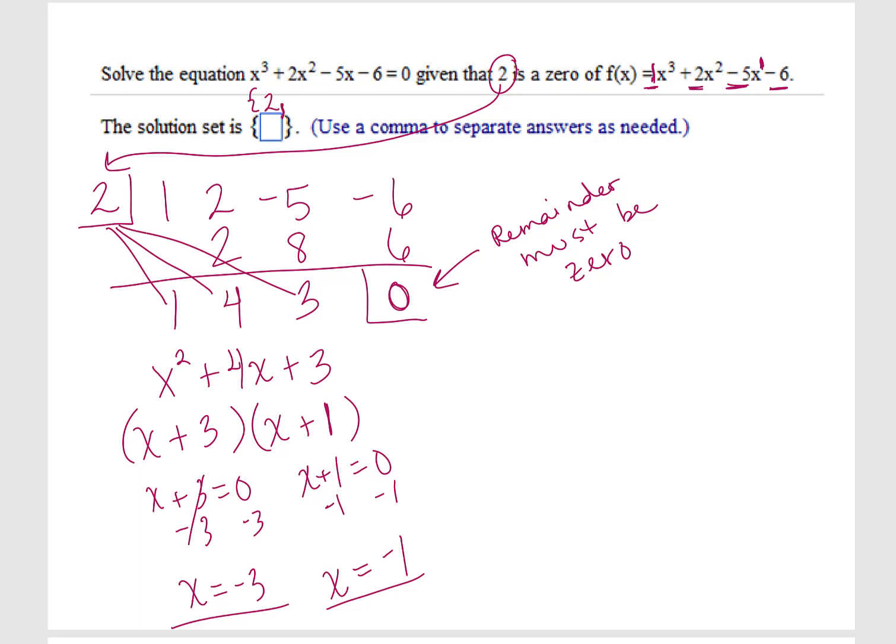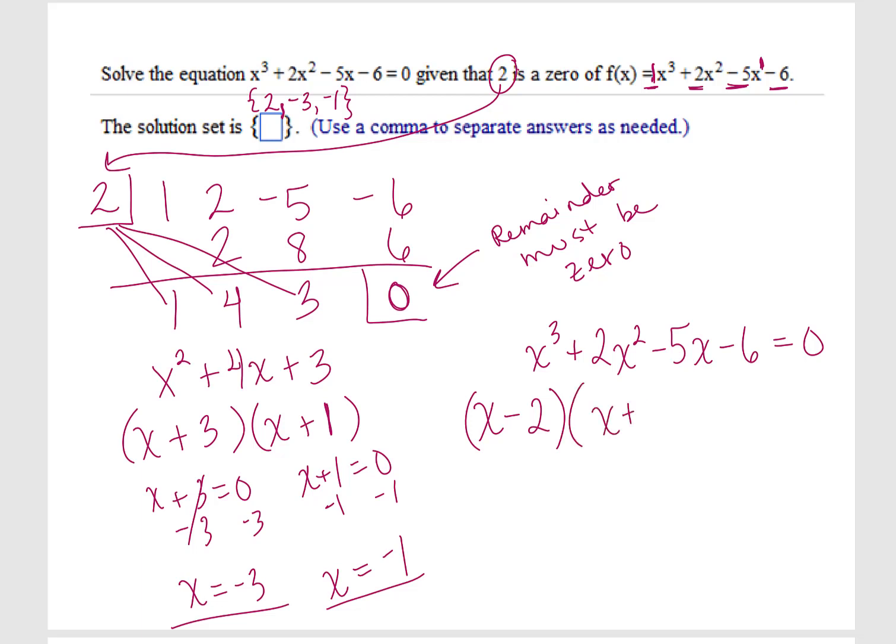So 2, -3, and -1. And so basically, we had x cubed plus 2x squared minus 5x minus 6 equals 0, completely factored out. So we were given 2 as one of the solutions, right? So that would have come from x minus 2, and then we had x plus 3 and x plus 1. And so this is where we get all our answers from.